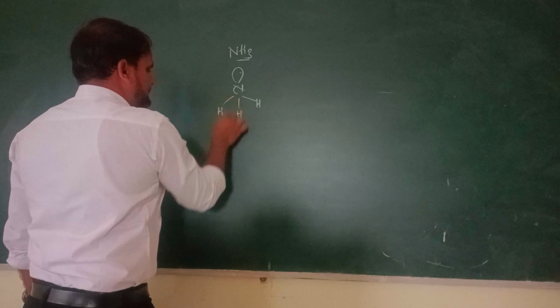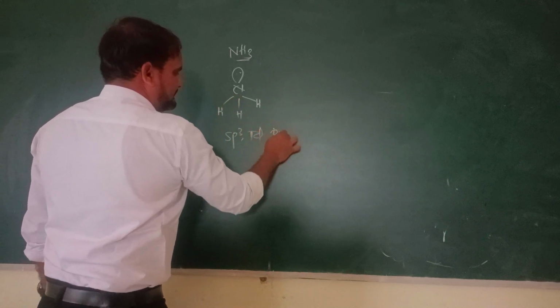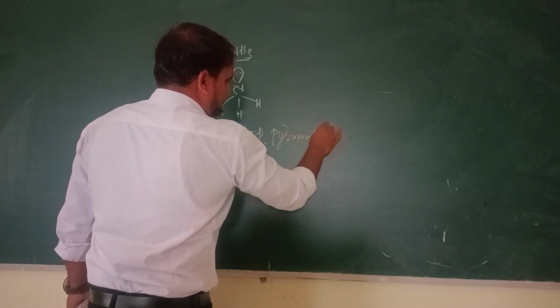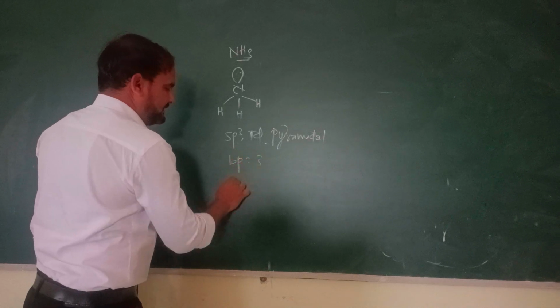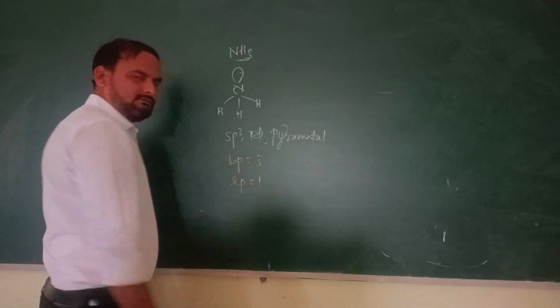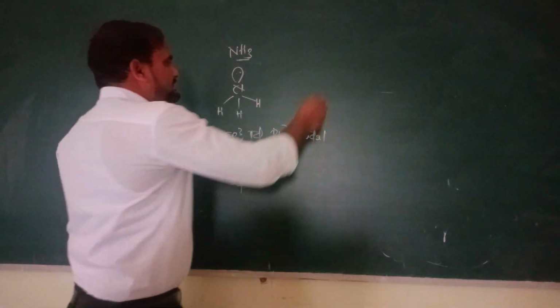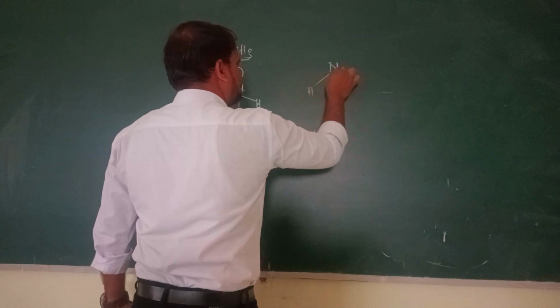How many bond pairs are there? The hybridization will be sp3, tetrahedral, and the shape will be pyramidal. Next, the bond pair is equal to 3, and the lone pair is 1. The angle will be 107 degrees, as you know. Now in this ammonia, we have to find out the symmetry elements.